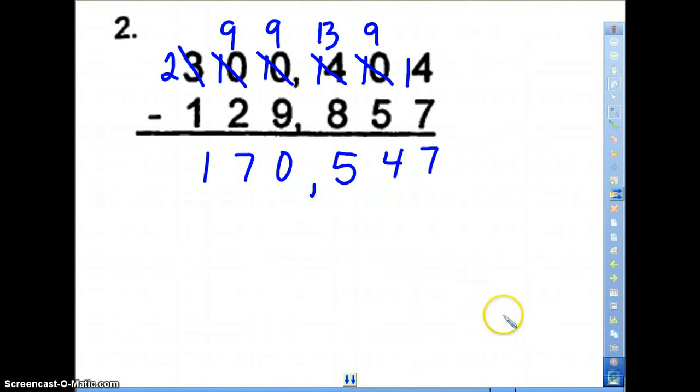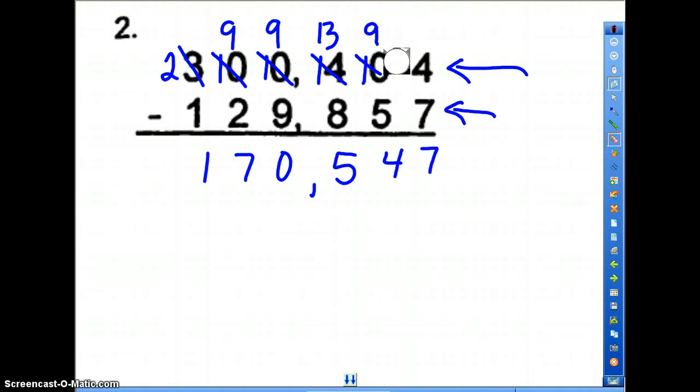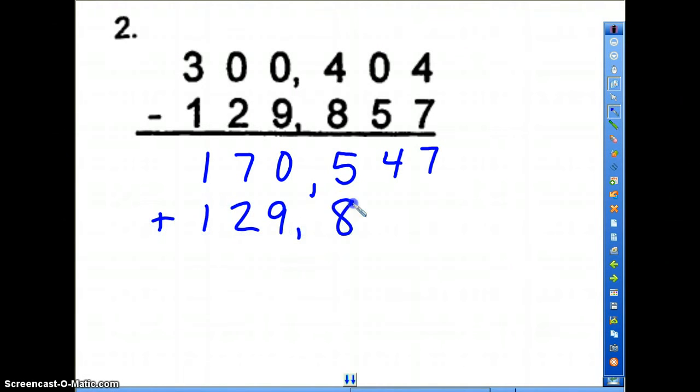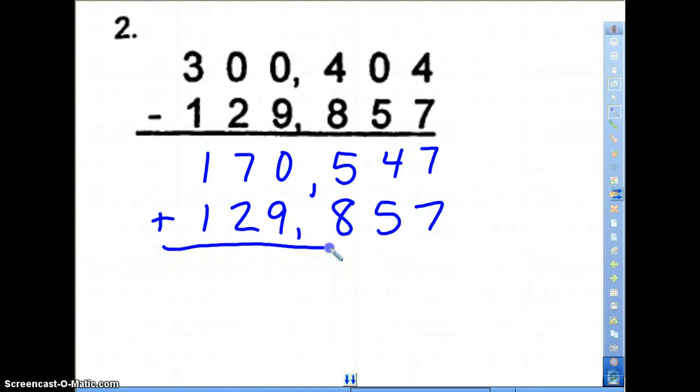Okay? Now, I see every year a number of kids that want to get 100% so they don't have to do this over again. And what can you tell me that they do to double check and make sure this answer is correct? How have you been told to double check your subtraction answer? Yeah, with addition. Let's add that number back to it and see if we don't get that for an answer. Okay, so let me erase this so I can see what my original number was right there. I am going to add back 129,857, and see if I don't get 300,404 back.